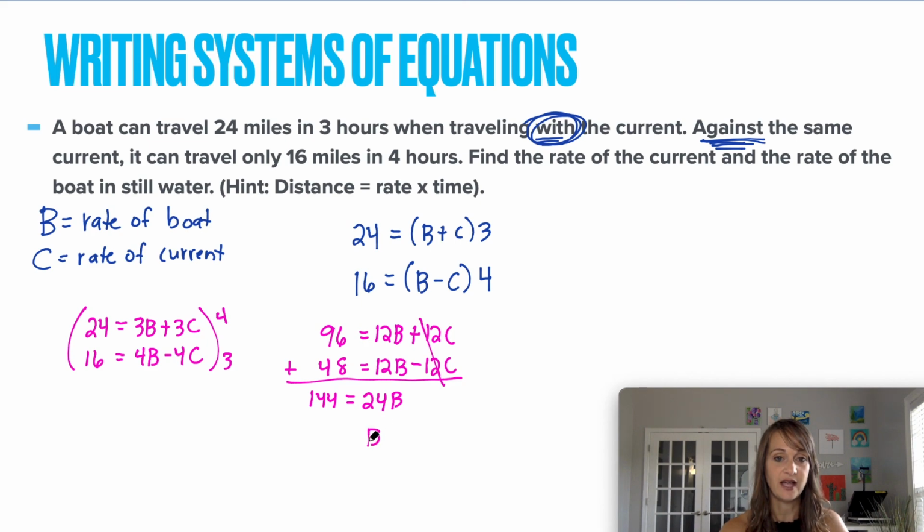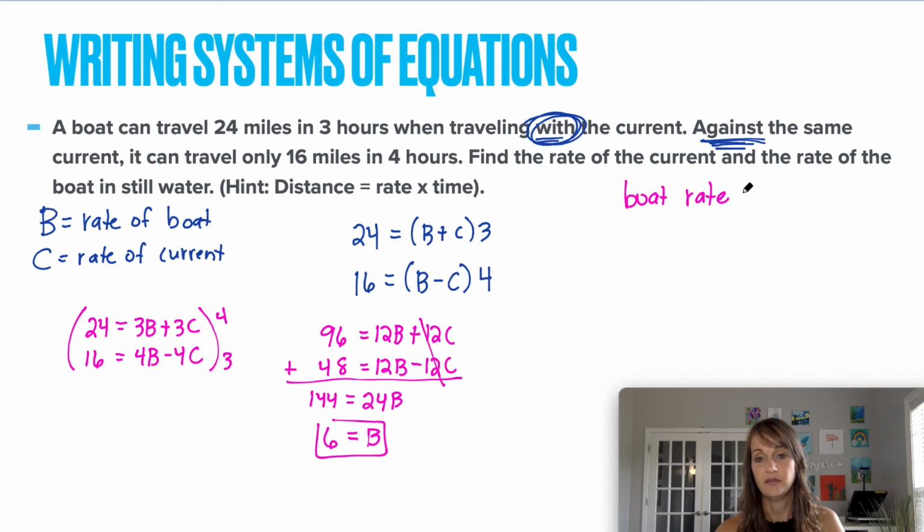And so when you divide by 24, you will get 6. Now, what does that mean? That means the boat rate was 6 miles per hour, because we're dealing with miles and we're dealing in hours. So the boat's rate was 6 miles per hour.